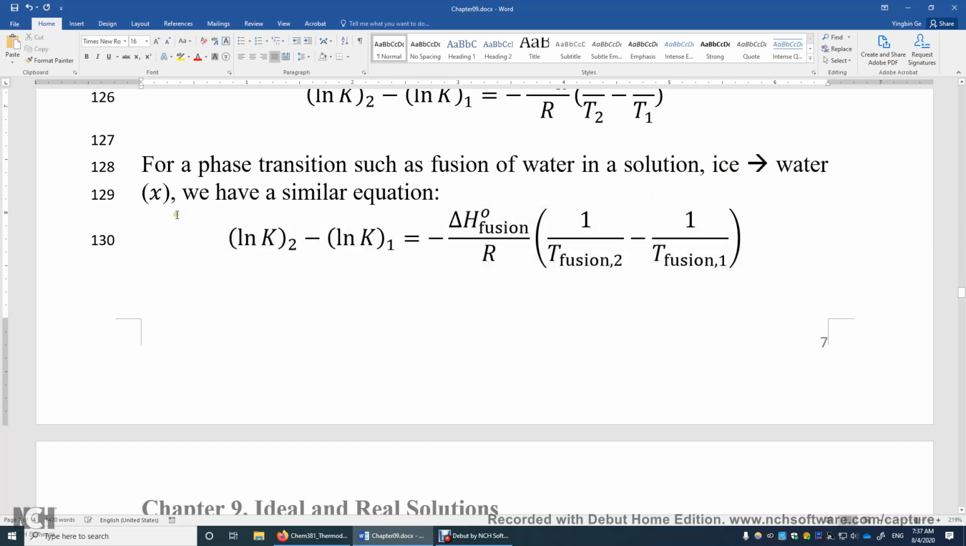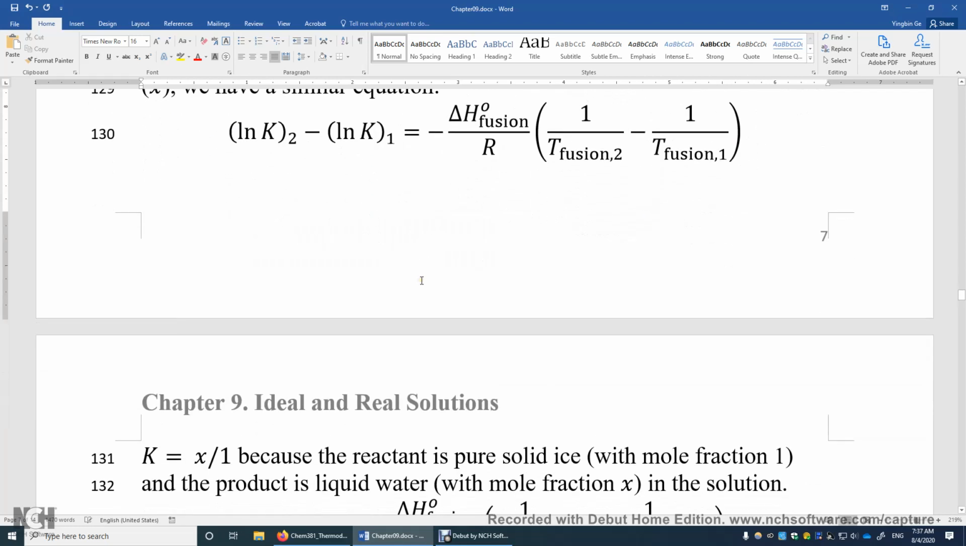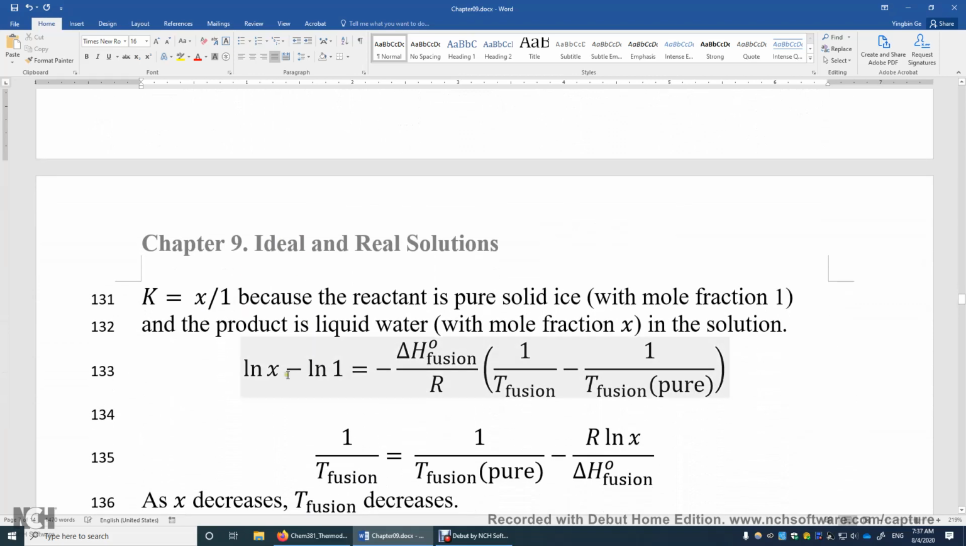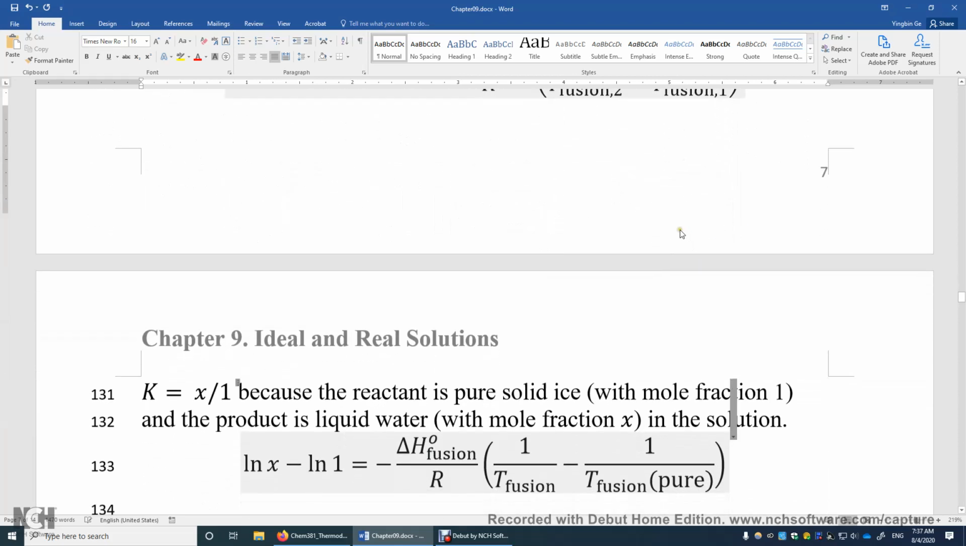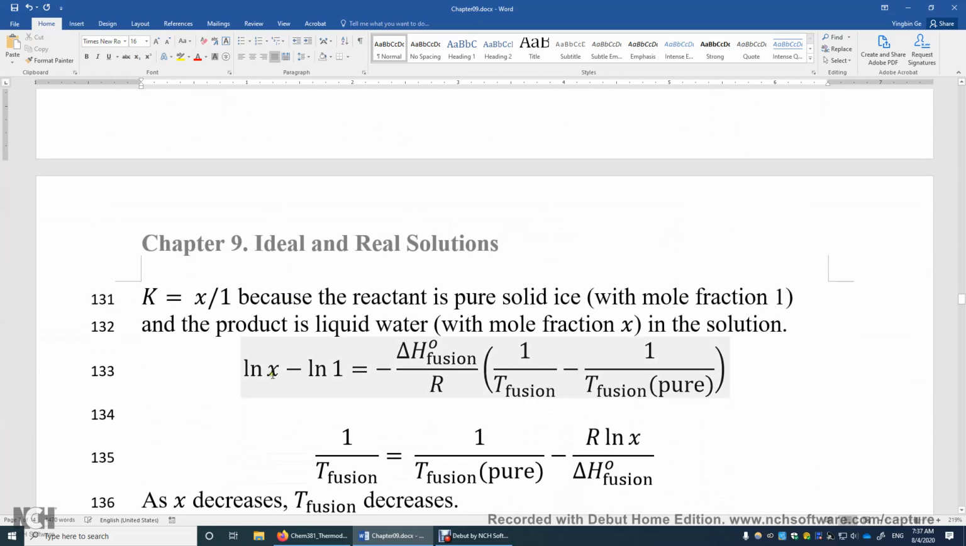So the product is water with mole fraction X, so that's X on top. And this is pure ice, so the bottom is 1. The mole fraction is just X over 1. So we plug in the mole fraction for K in here. In here, this is just X2, this is X1. And then we use X1 as our reference. X1 is just 1. And then T1 is just the melting point of pure water. So now we have this equation here, Ln(x) minus Ln(1). This is our reference. Our reference is the pure substance.